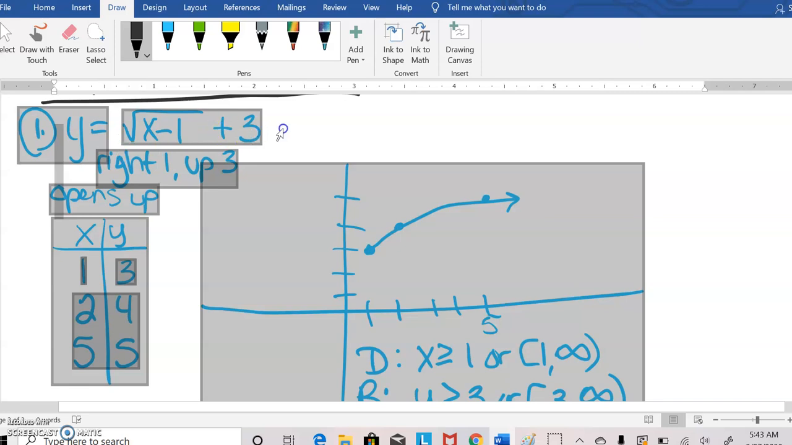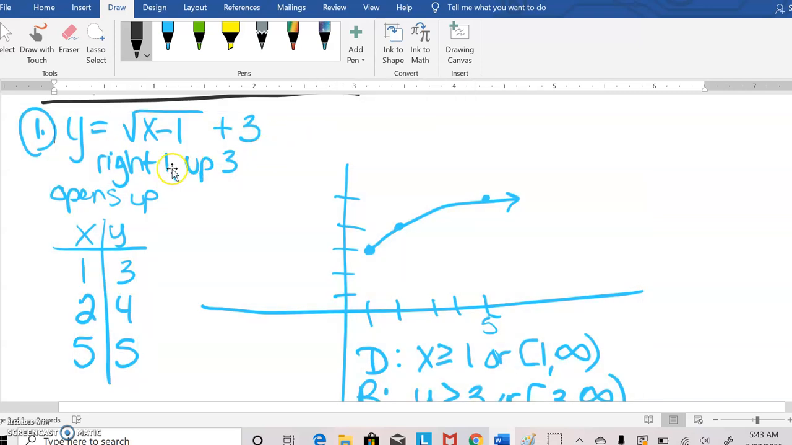So now when you go to plot, use that shift to the right as 1. Use that 1 as your starting number. So when x is 1, 1 minus 1 is 0. The square root of 0 is 0, plus 3 is 3.